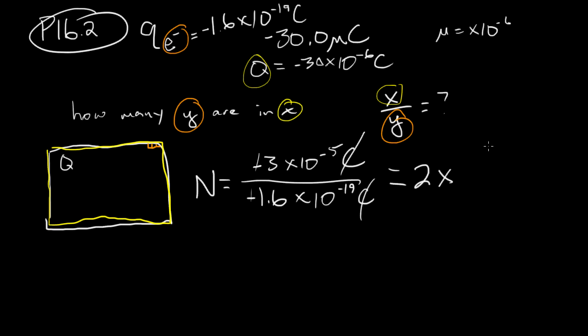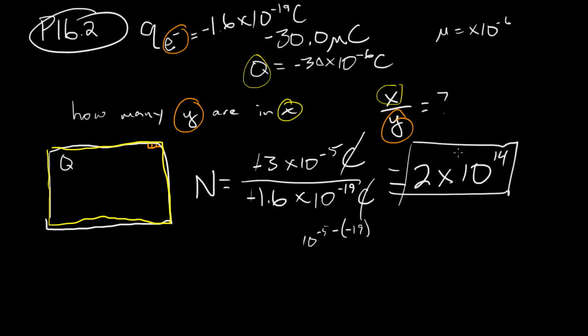Now I need to do the powers of 10. I have 10 to the minus 5 minus the thing on the bottom, which is a minus 19. So this is 10 to the plus 14. That's a lot of electrons. But the point is, for reasonable amounts of charge, this is 30 millionths of a coulomb, you need a lot. This is 200 trillion electrons.